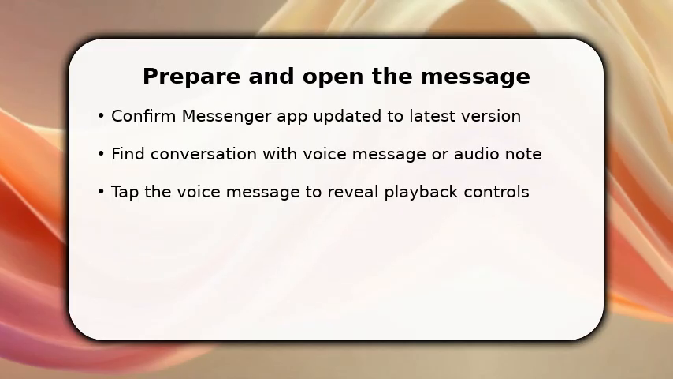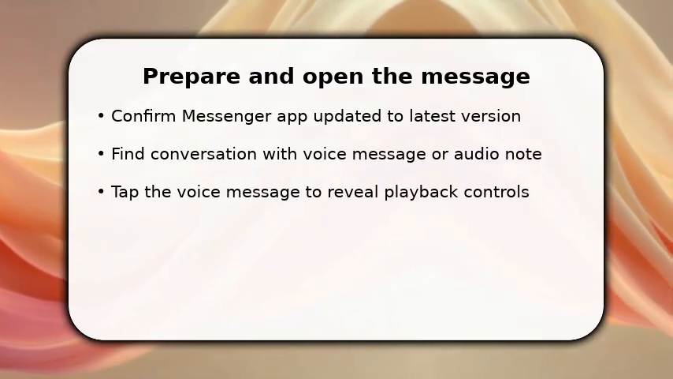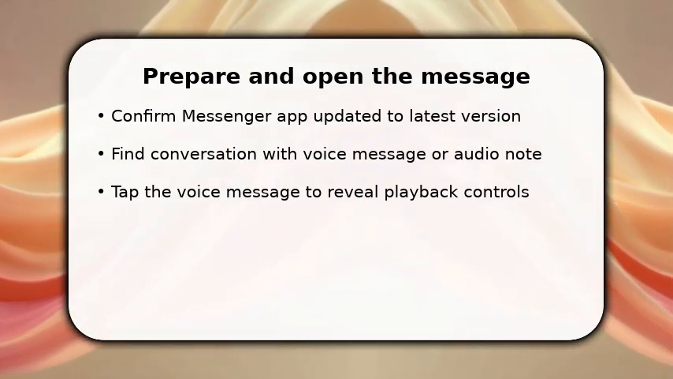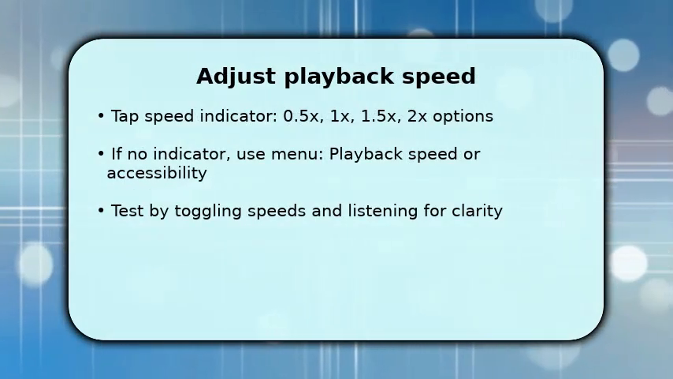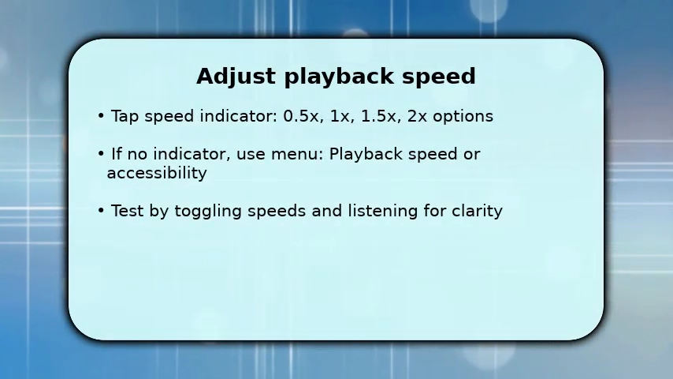Once done, pause to note the current speed. That gives you a baseline so you can judge changes accurately as you adjust playback rate. You now change the playback speed using the visible indicator or the message menu. Tap through 0.5x, 1x, 1.5x, 2x to compare.